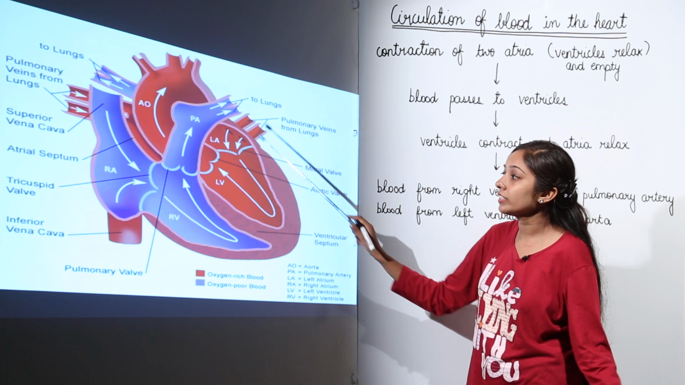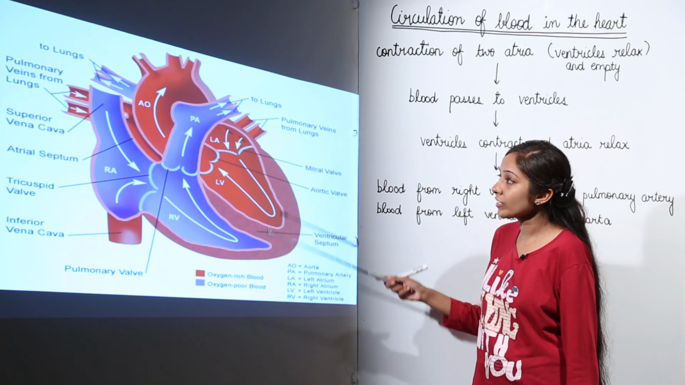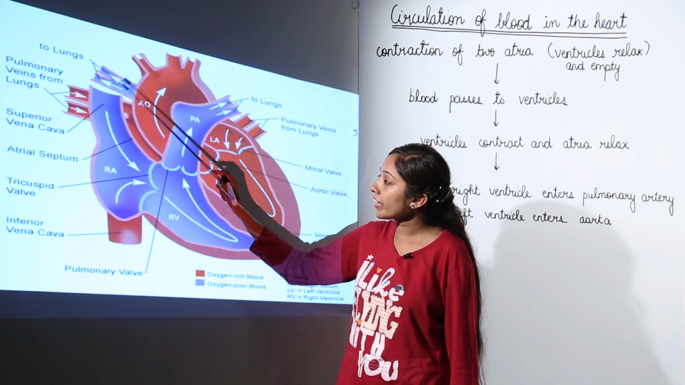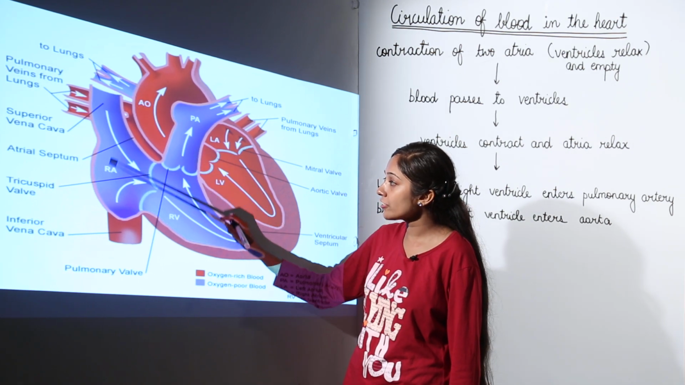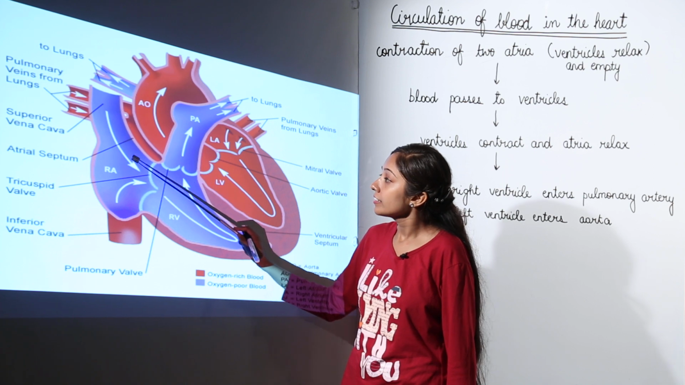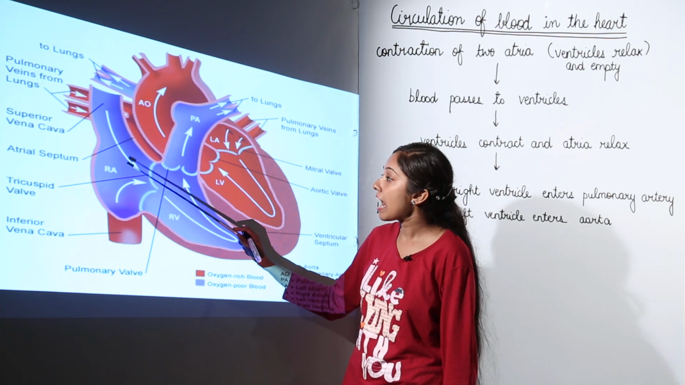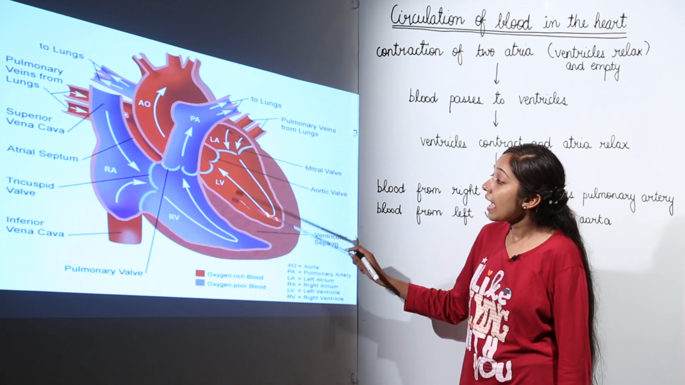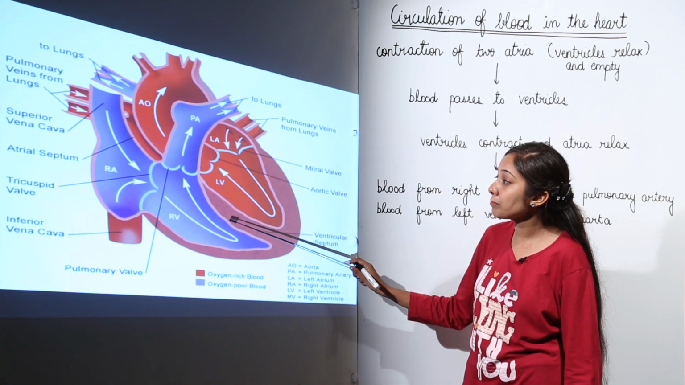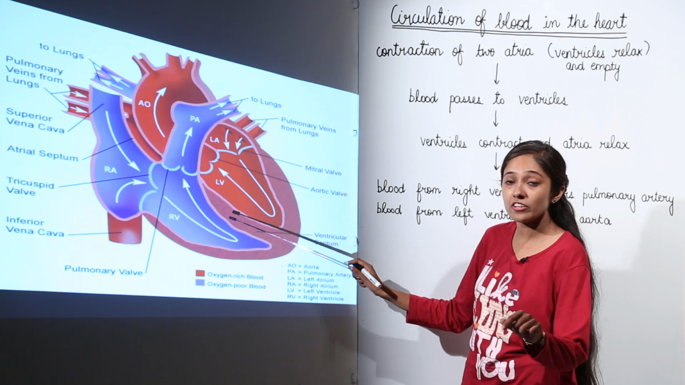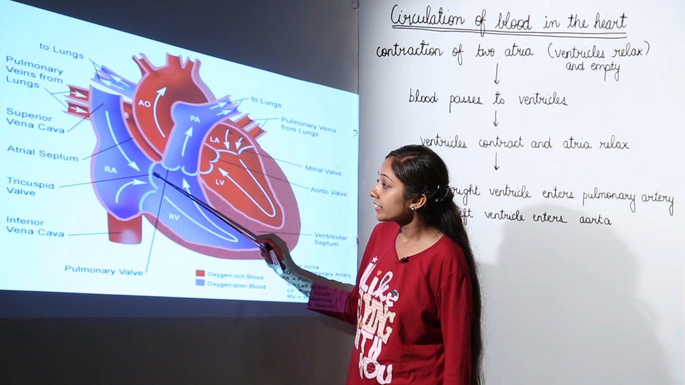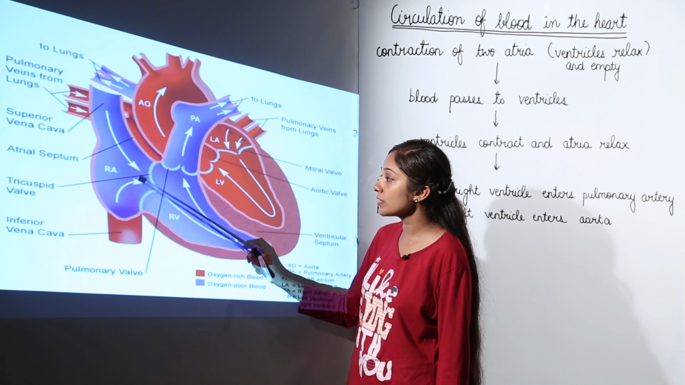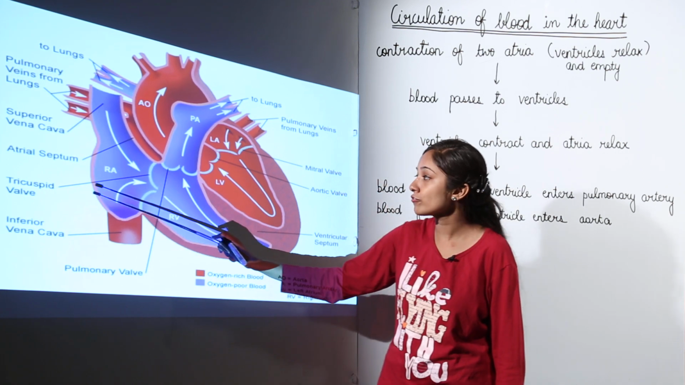Now, when we talk about the right atrium and the right ventricle, what is going to happen? The blood is going to enter from the pulmonary veins, right, to the right atrium, and the atria are going to contract. After its contraction, the blood is going to flow to the right ventricle, and here in the right ventricle, the backflow of the blood from the right ventricle to the right atrium is prevented by this valve which we call the tricuspid valve, right? This valve is what? It is the tricuspid valve.